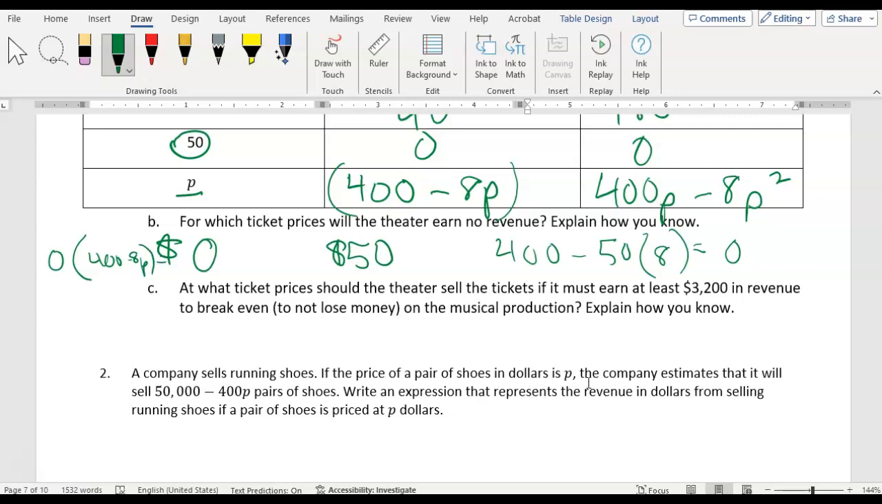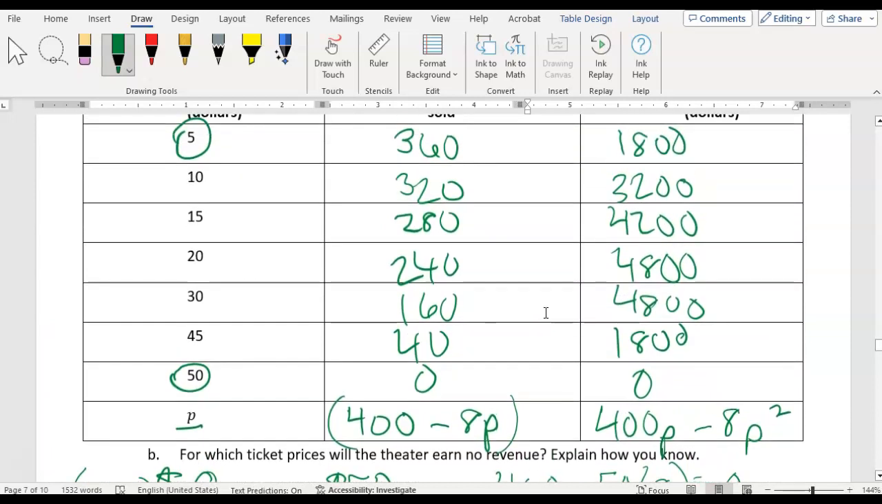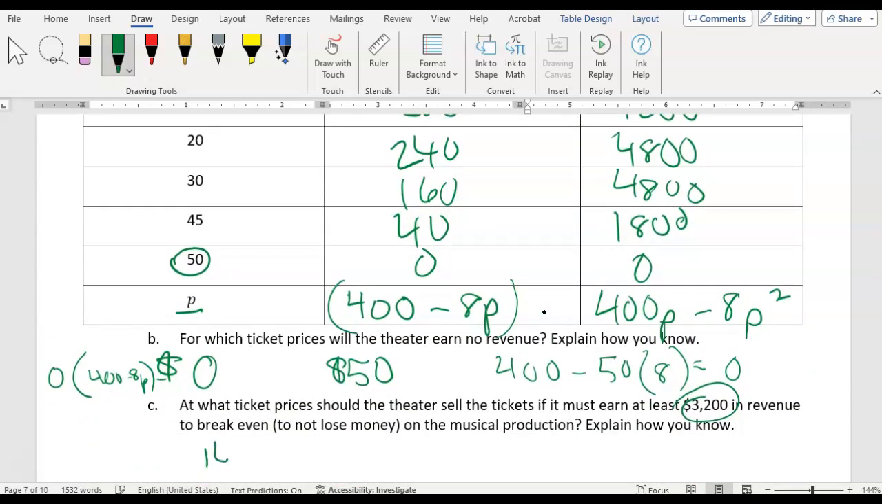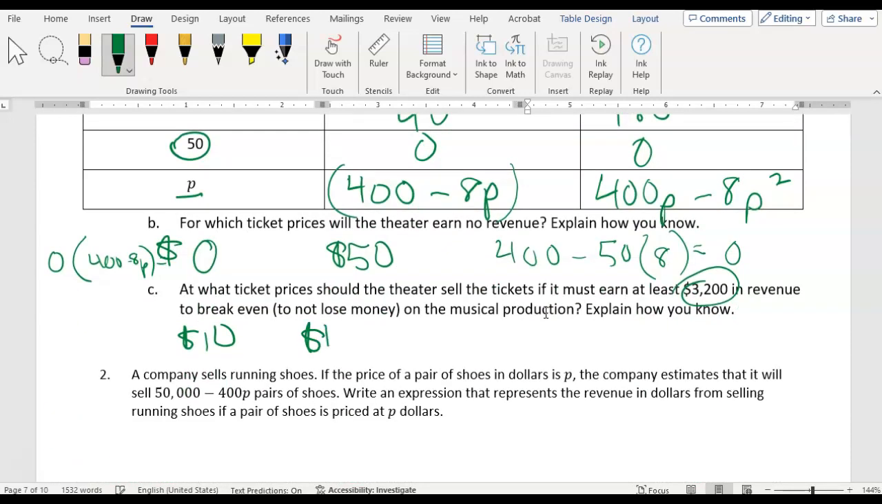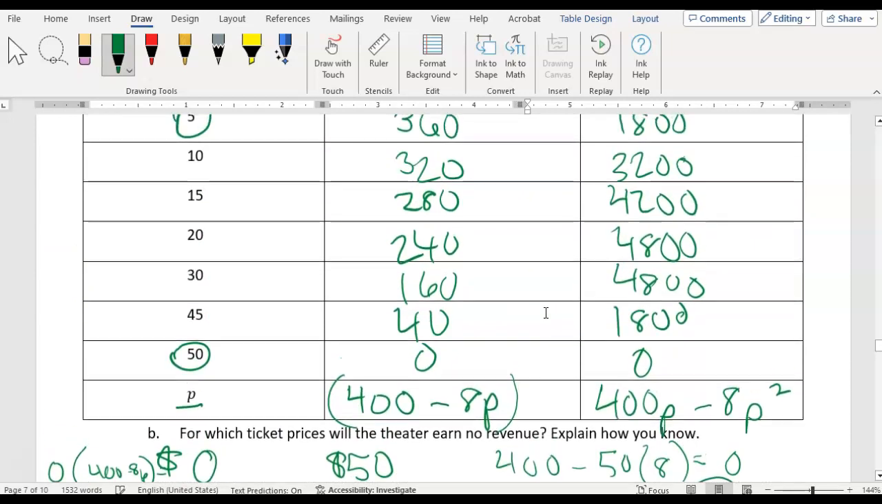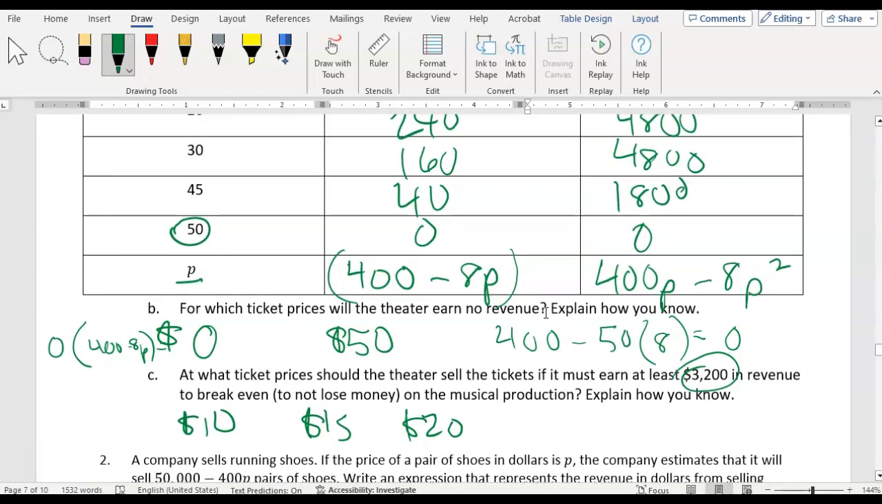At what ticket prices should the theater sell the tickets if it must earn at least $3,200 in revenue to break even, not to lose money on the musical production? So if they want to earn at least $3,200, they could sell the tickets for $10. They could sell the tickets for $15 because they would earn more than that. They could sell even up to $20, right? Let's take a look at the equation in the calculator to see what is that greatest amount we would be able to hit before we start to go back down.